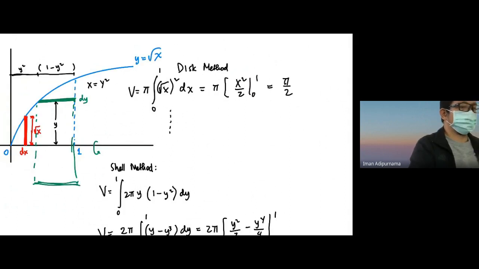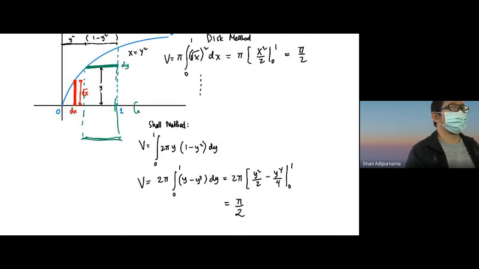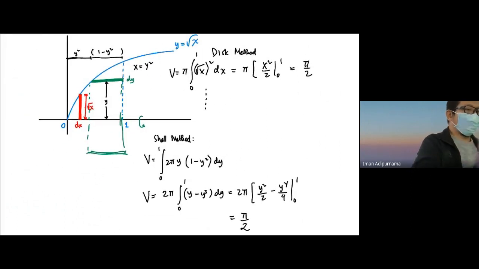Okay. So why I'm showing you this, because sometimes when you have direct calculation using this method, it's much more simple. So you can just stick with this method. Okay. But there are also cases when the shell method becomes more simple in calculation.